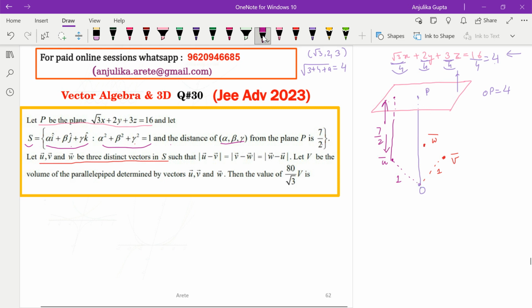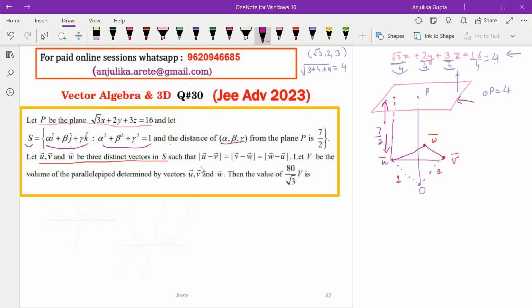Once you have drawn the three things, don't you think that if I try to join all these three vectors and make a plane, because all the 3 points are at the same distance from this given plane, they are going to lie in a plane which is parallel to the given plane? Yes. So these two are parallel planes.